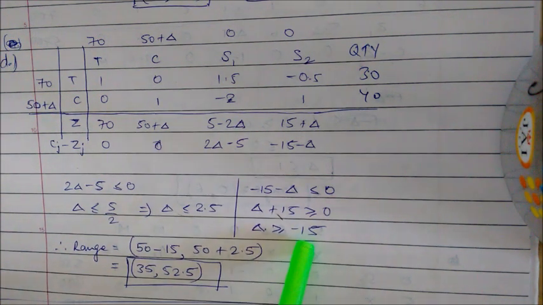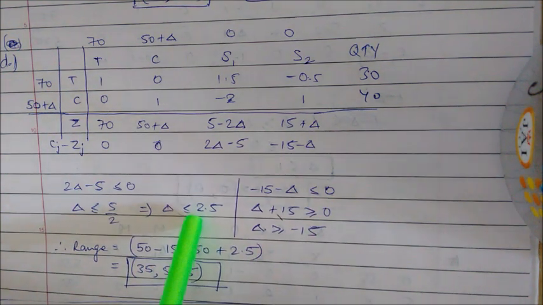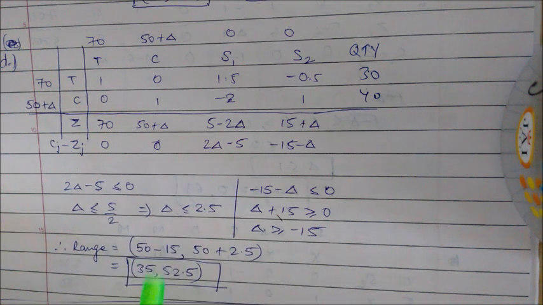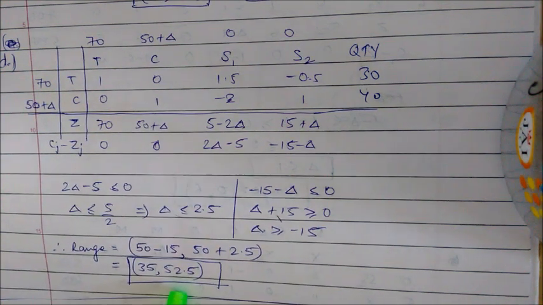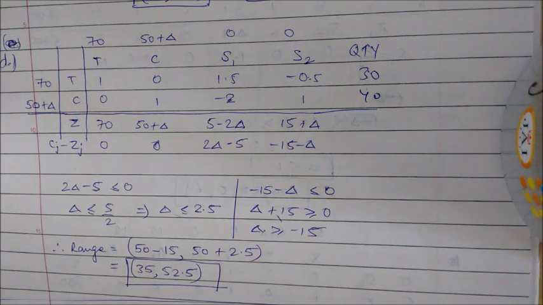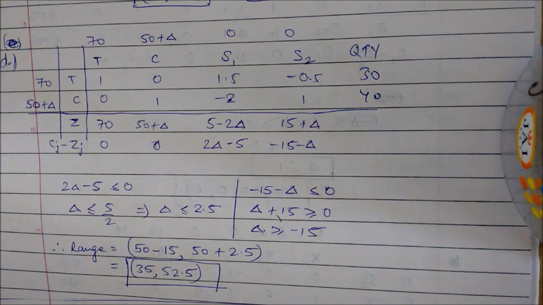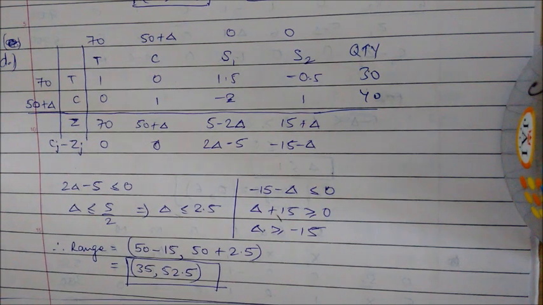So adding these two values to the initial profit coefficient for one chair, what you get is 50 minus 15 to 50 plus 2.5. So the range for the profit of one unit of chair is 35 to 52.5. So for this range of profit of one chair, the solution mix will not change.